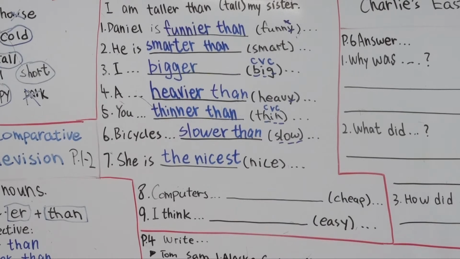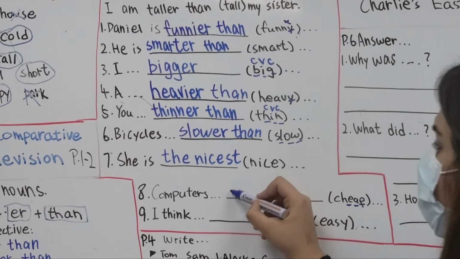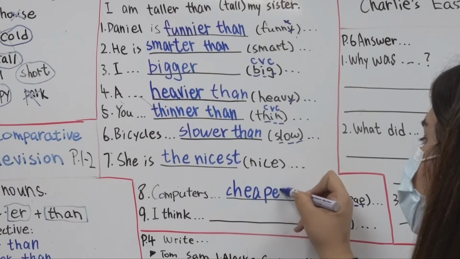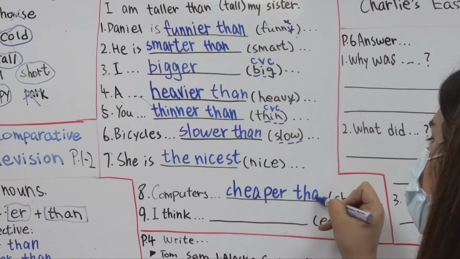Next one is number eight. Computers are cheap, and then mobile phones. So, does it end with consonant, vowel, consonant? No, right? This is a vowel, this is also a vowel. This is a consonant. So we don't have to make a special change. We consider it as a normal adjective. So cheap becomes cheaper than.